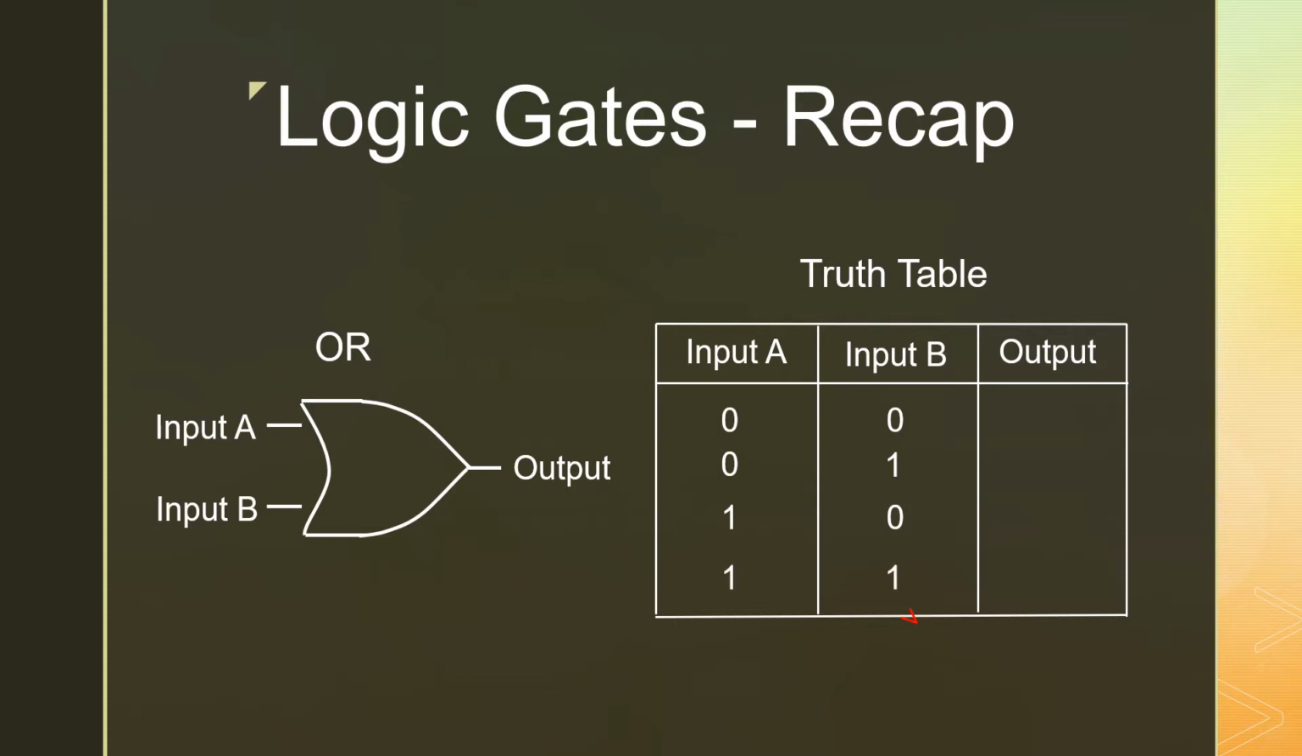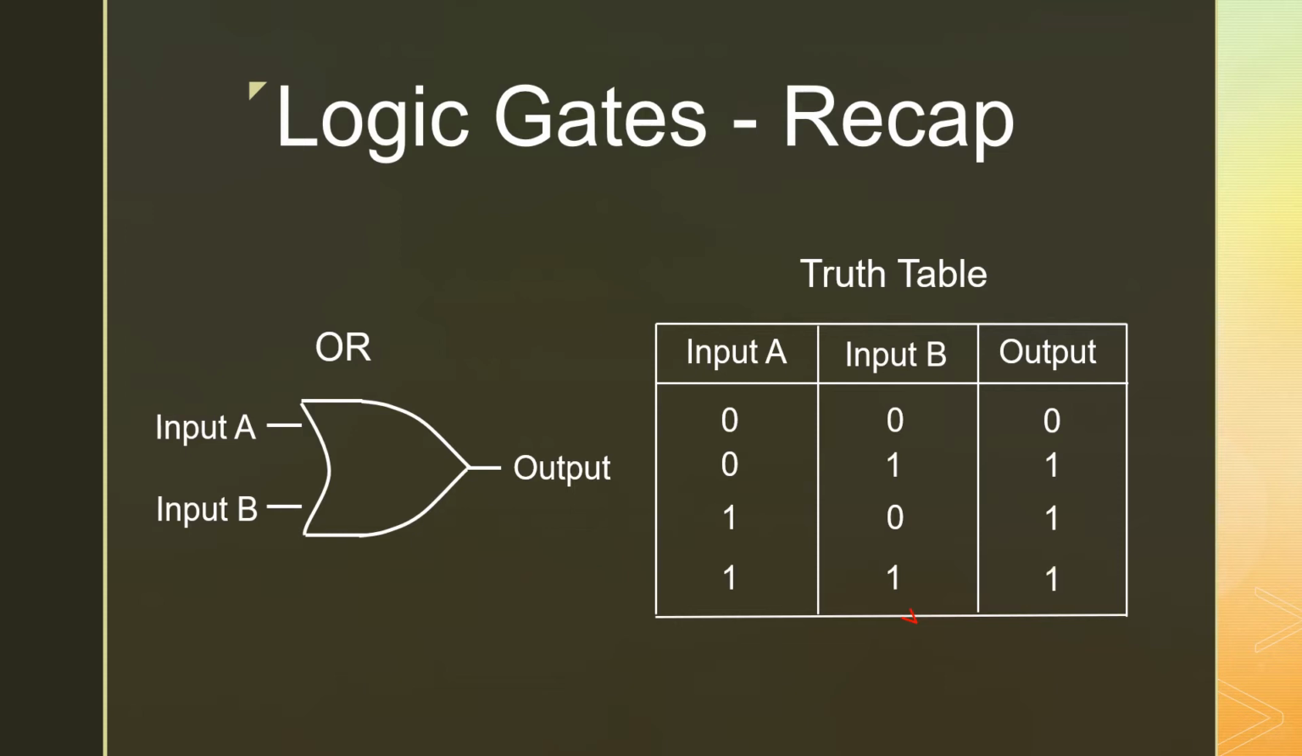Now, what does an OR gate do? With an OR gate, either input A or input B has to be a 1 in order to get an output of a 1. So with 0, 0, we get a 0. With 0, 1, we get a 1. With 1, 0, we get a 1. And 1, 1, we get a 1.